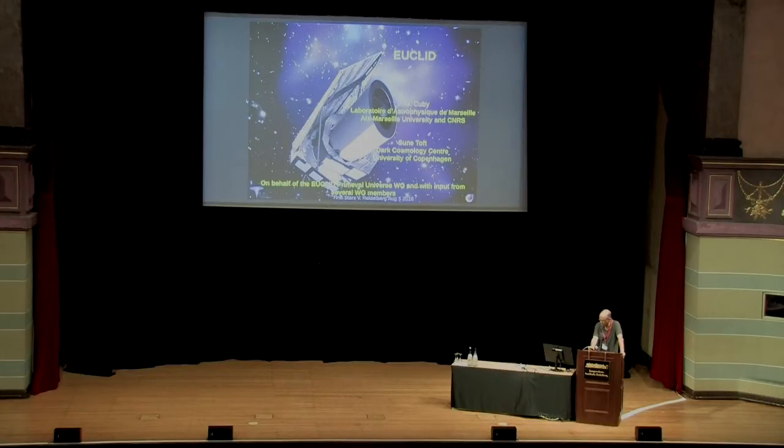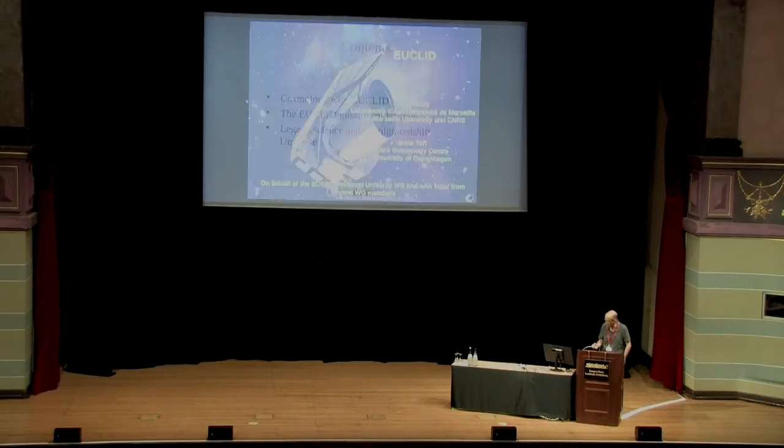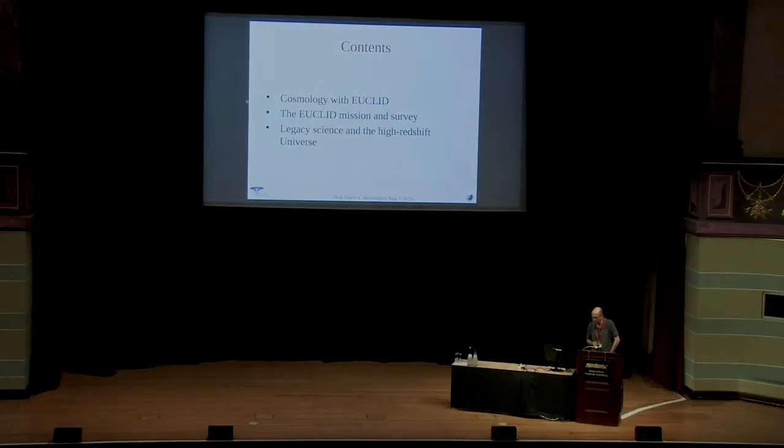So I'll give this talk on behalf of the Euclid consortium, and more particularly on behalf of the Euclid Primeval Universe Working Group that Sune Toft and I are leading. So this is the layout of my talk. As you know, Euclid is about cosmology, so I'll start discussing a little bit what Euclid will do. Then I'll present the Euclid mission and the survey. And finally, I'll discuss what is more relevant to the subject of this conference, the high redshift universe.